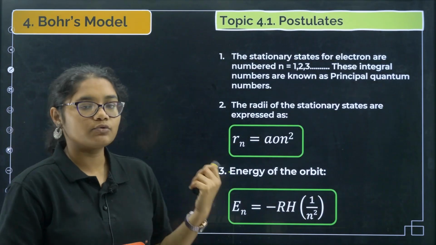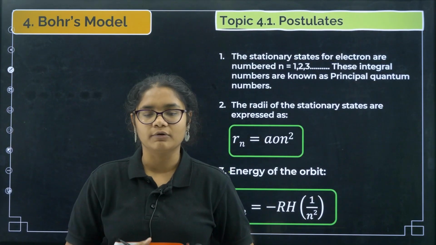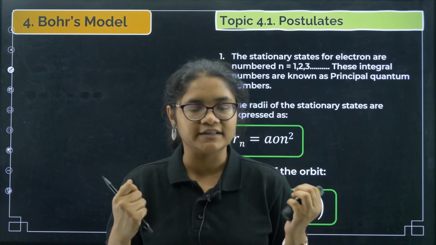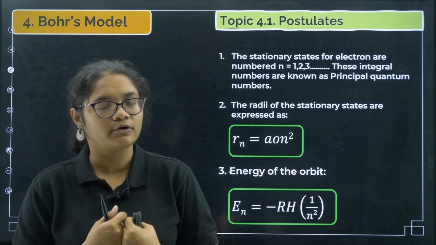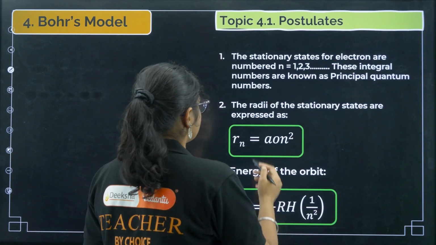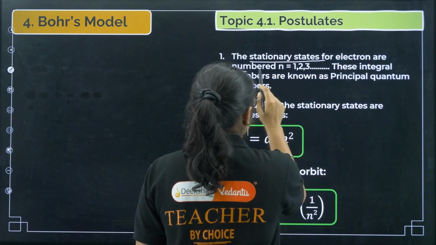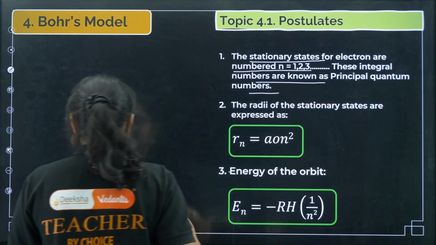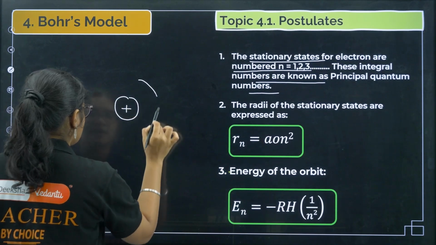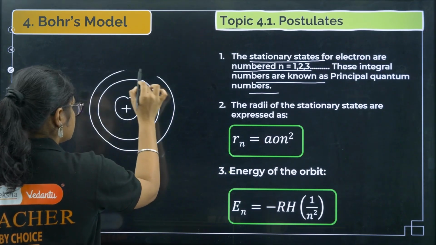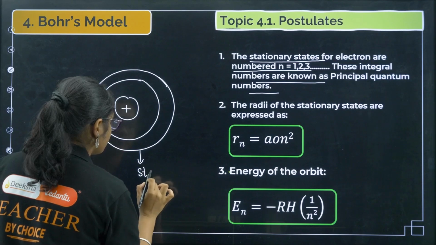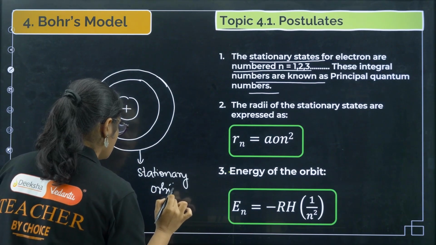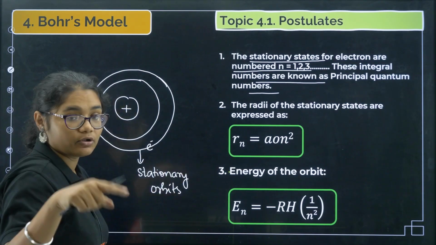Now coming to the next topic, that is Bohr's model. So based on these two experiments, or these two developments that took place, Bohr finally proposed his model of atom, and in the first postulate he said that the stationary states for electrons are numbered 1, 2, 3. These integral numbers are known as the principal quantum numbers. So he said that we have a nucleus and we have these stationary orbits on which the electrons revolve.